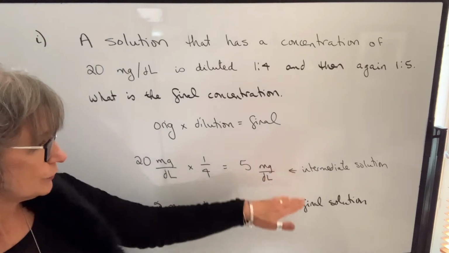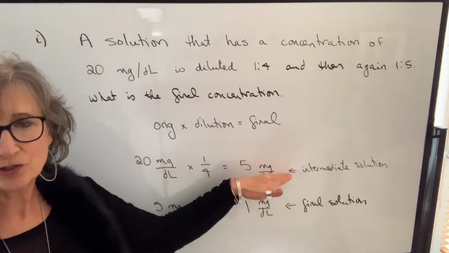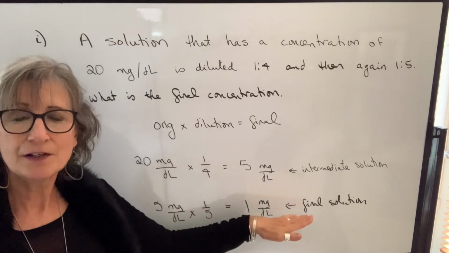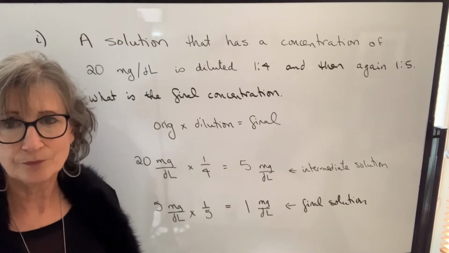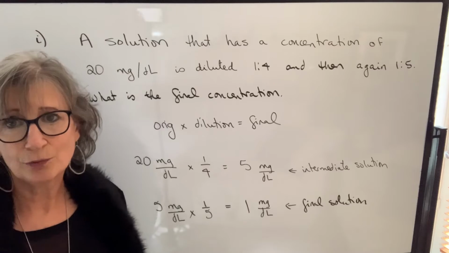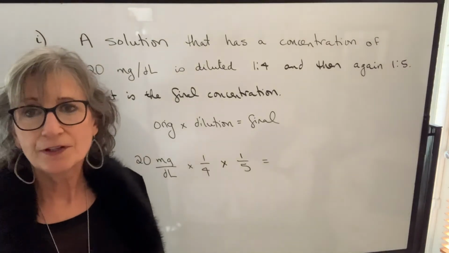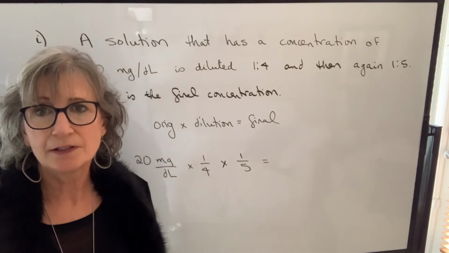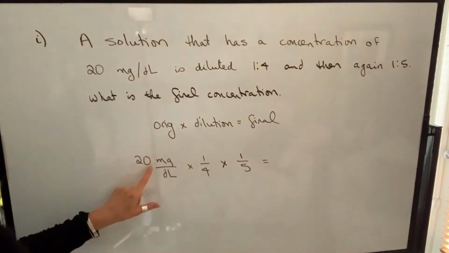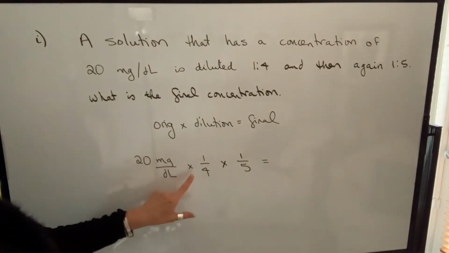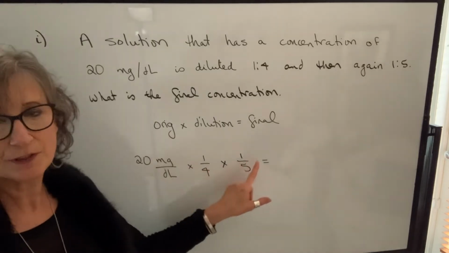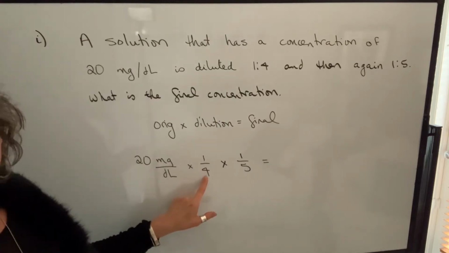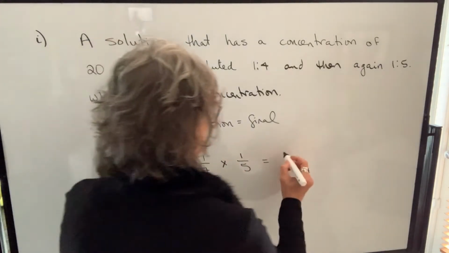So you can do it in 2 steps. Find the concentration of the intermediate solution, then do the same process, find the concentration of the final solution. You could take a shortcut and do it all in 1 step as well. I could find the final solution concentration, if I'm not interested in finding the intermediate concentration, by just taking 20 milligrams per deciliter and multiplying by each of the dilution factors. So 20 times 1 over 4 gives me 5. 5 times 1 over 5 gives me 1.